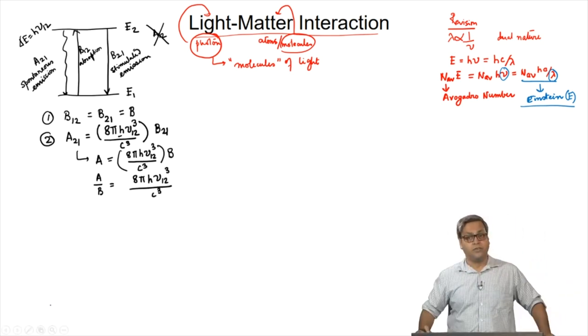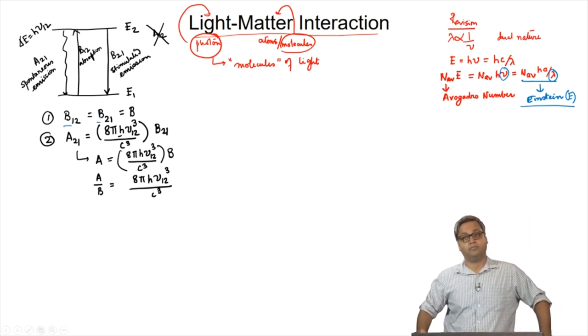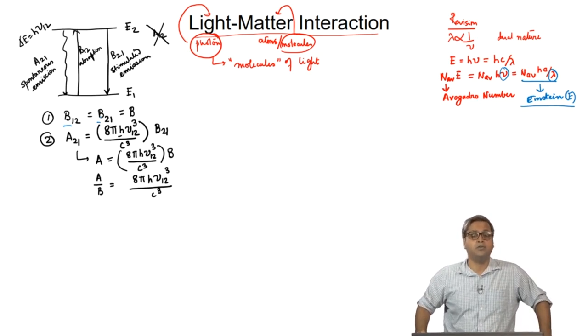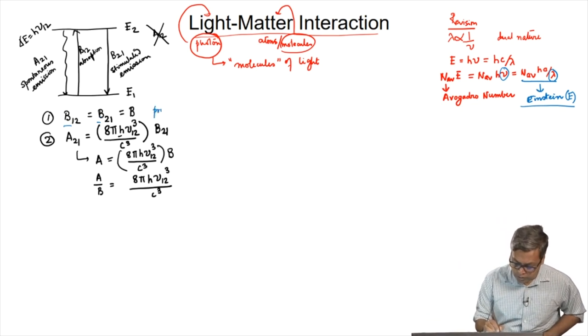The first relation states that for the given two states, the probability of absorption and the probability of stimulated emission are the same. Note that the absorption and the stimulated emission occur via the same mechanism, that is, both are light induced phenomena. And this is known as the principle of detailed balance.